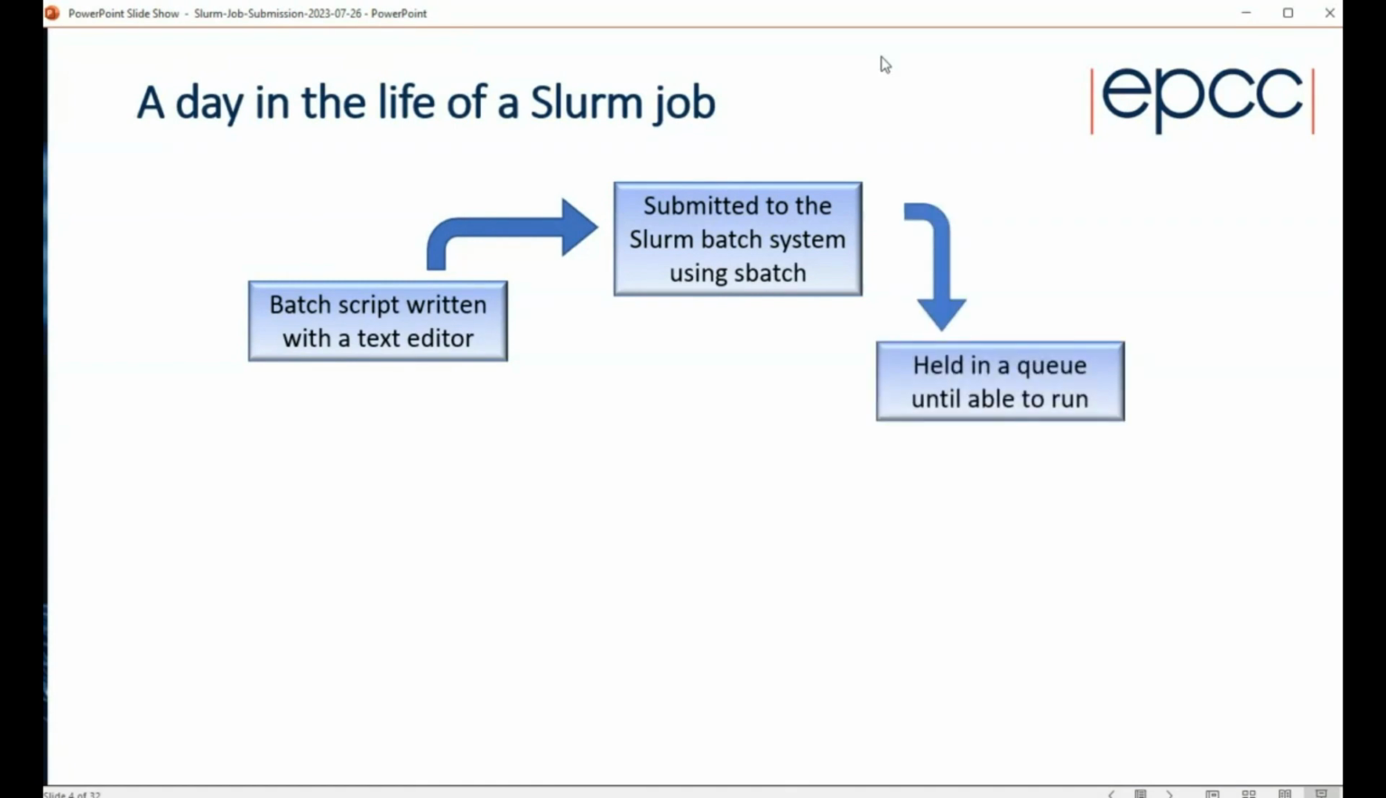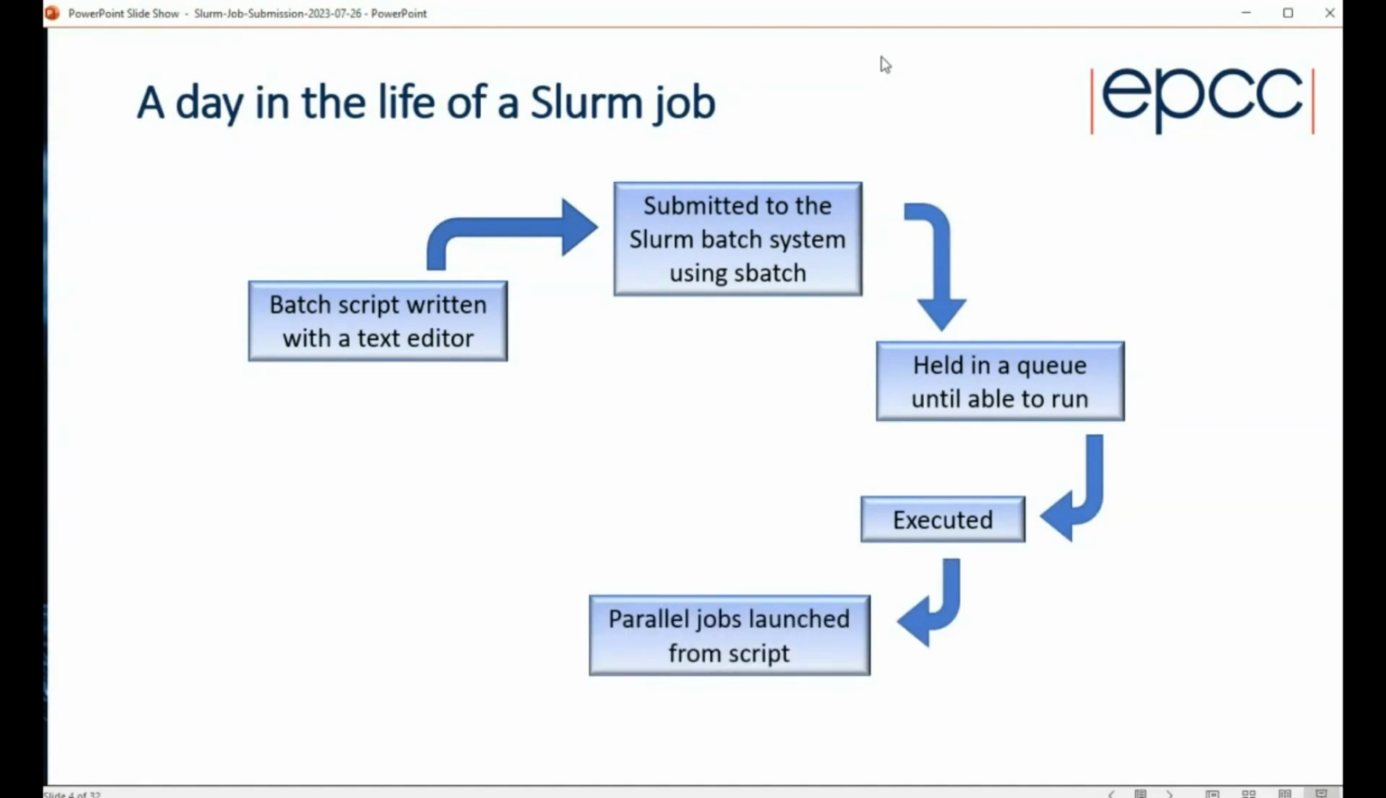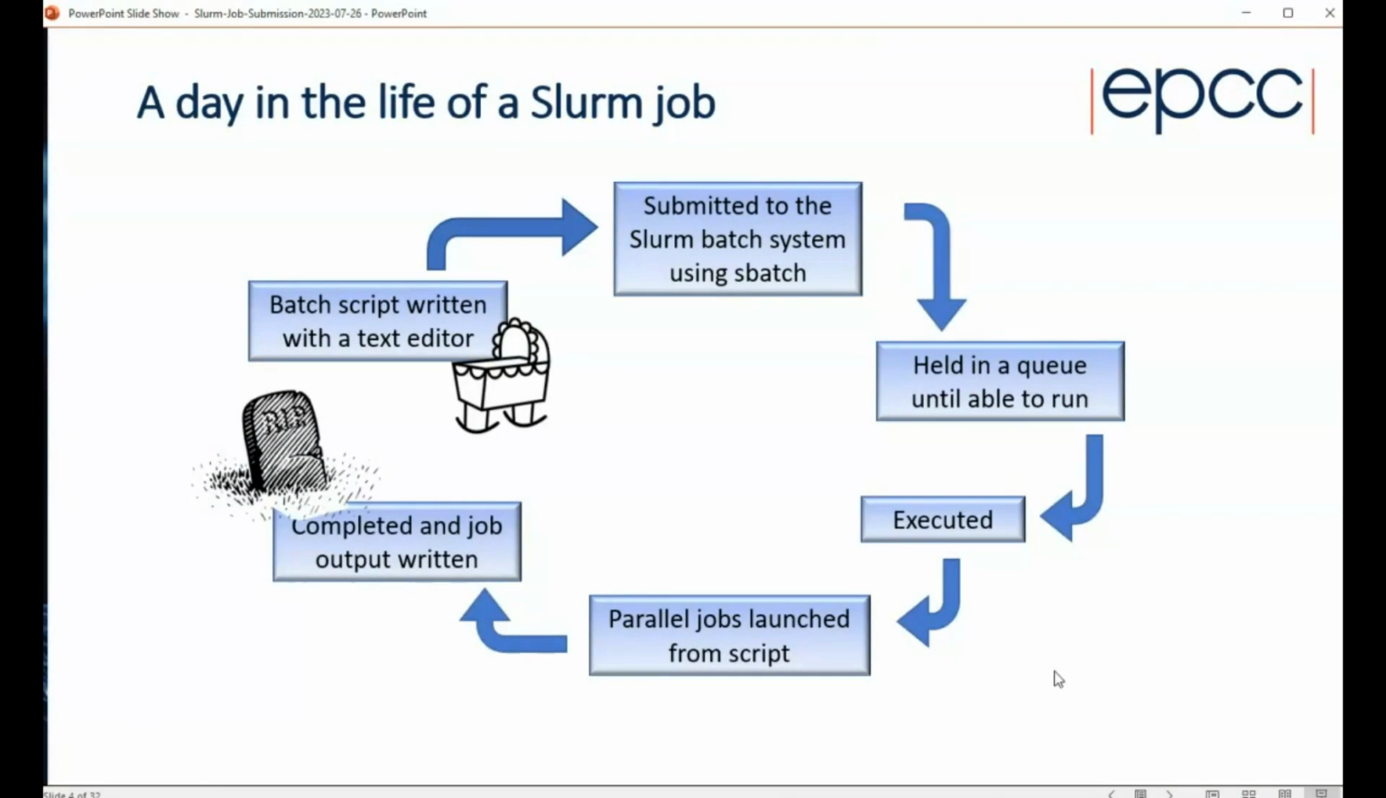Then it's held in a queue until it's able to run, and we'll discuss why that is and what the various aspects of that are. Then it's executed, and that's executing the script. But it turns out that the way you launch parallel jobs is a subsequent step, and there's an important difference between when your job starts and when the parallel jobs actually run. And then they're completed and the job output is written and you're done. So that's basically a batch job from cradle to grave. We'll roughly follow that loop in this talk.